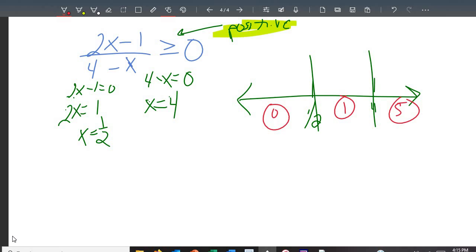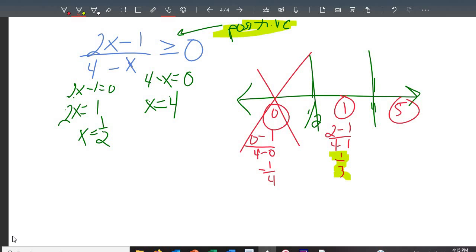So if I put 0 in for x, I'm going to get 0 minus 1 over 4 minus 0, which gives me negative 1 over 4. My answer needs to be positive. Notice this is a negative number, so we cross that out. I'm going to plug 1 in. If I plug 1 in for x, I'm going to get 2 minus 1 over 4 minus 1, which will be 1/3, which is positive. So that means we shade in between.